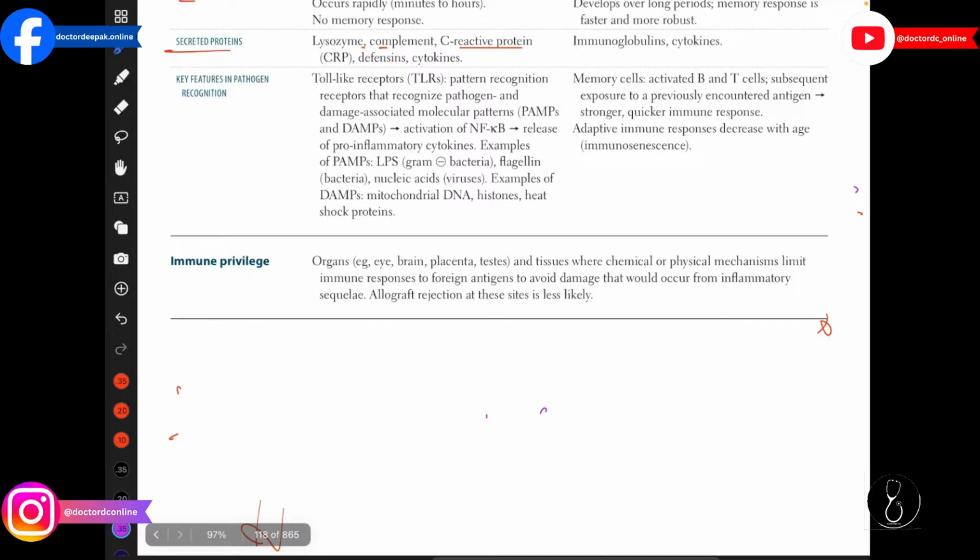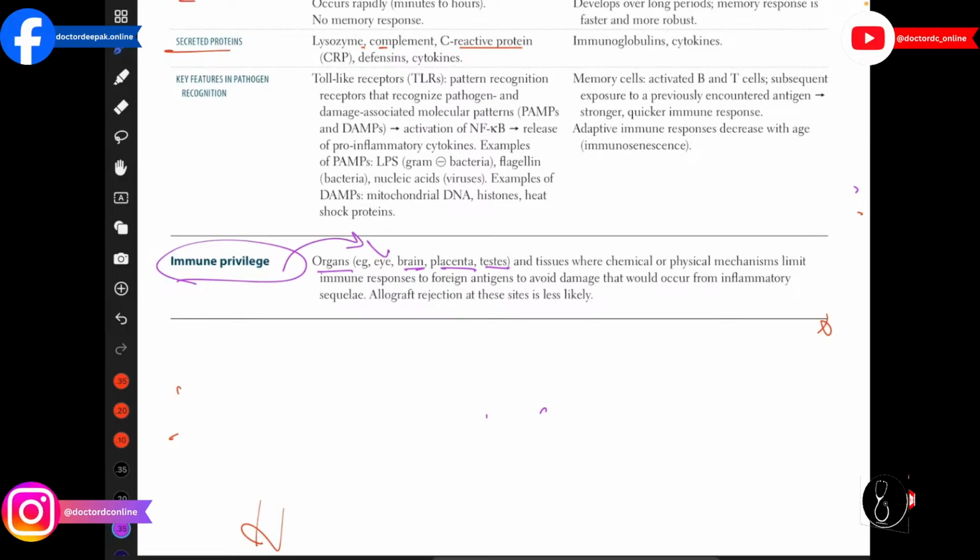Now we have our next topic, that is immune privilege. Immune privilege means some of our organs do not have as active an immune system, for some reasons, and our immune system is not exposed to those parts of the body. These organs include the eyeball, the brain, the placenta, and the testes. One reason is that there are blood barriers, and also they are not exposed to the immune system as much.